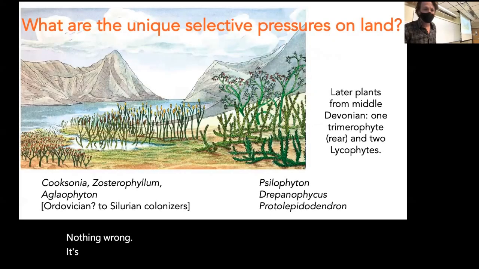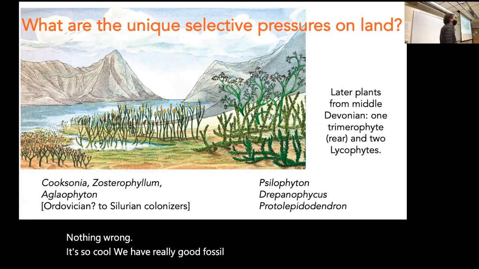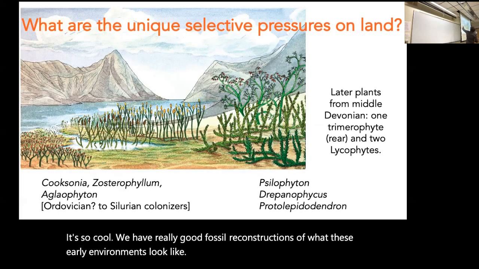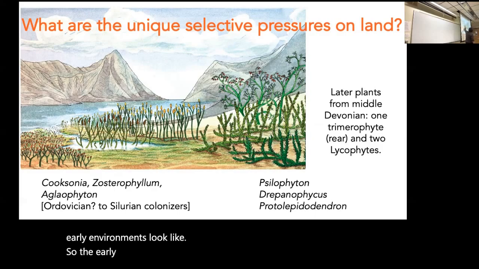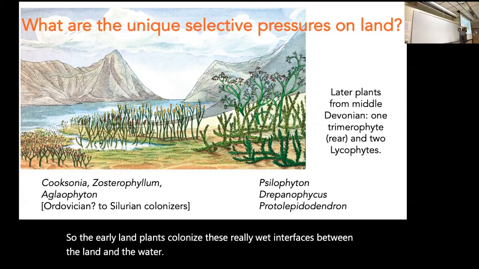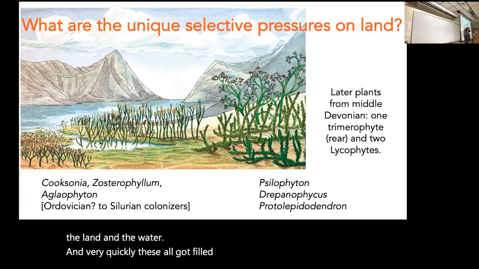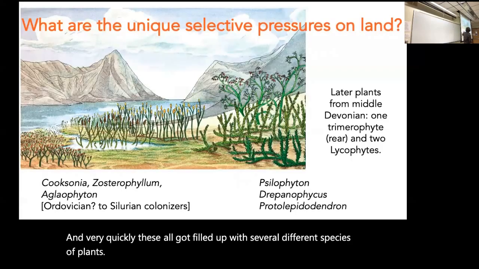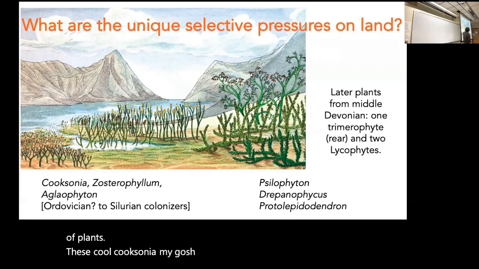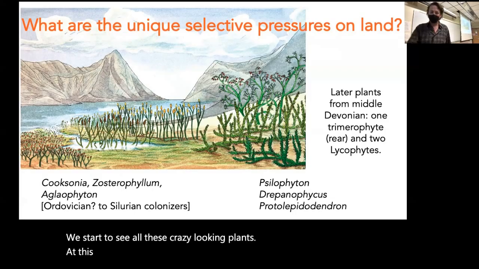So cool. We have really good fossil reconstructions of what these early environments look like. So early land plants colonize these really wet interfaces between the land and the water. And very quickly, these all got filled up with several different species of plants. Look at these cool Cooksonia. Oh my gosh, the Zosterophyllophytes. My favorite word. Okay, within the Devonian, we start to see all these crazy looking plants at this interface between the land and the water.